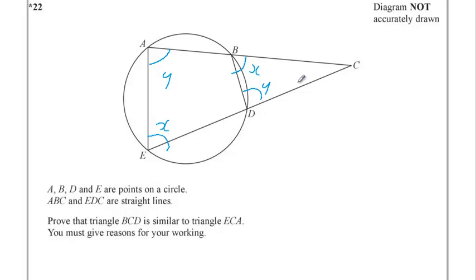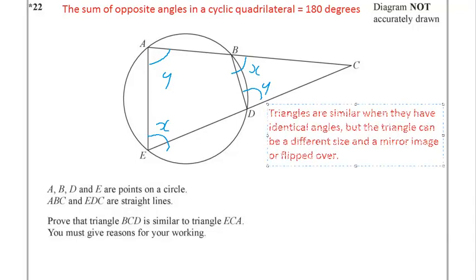Okay, let's put that information down. Something like that. The sum of opposite angles in a cyclic quadrilateral equals 180 degrees. One bit of information. And then triangles are similar when they have identical angles, but the triangle can be a different size and a mirror image or flipped over. I've gone over the top a bit there, but it's good to stress it. That's the two bits of information you need to solve this problem. Okay, let's do the rest of it.